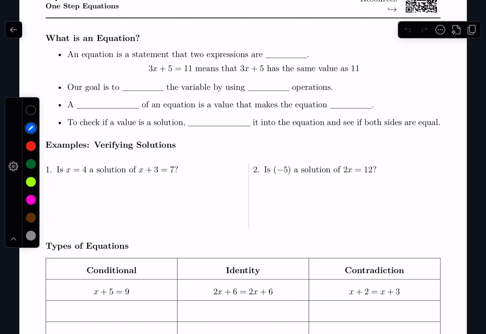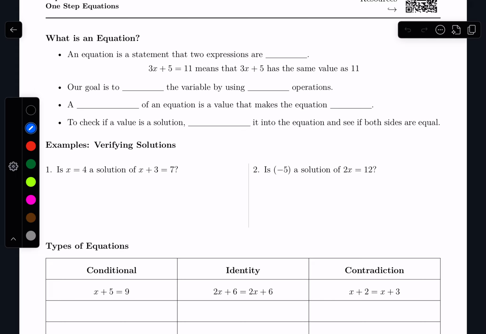What we're going to be doing on this one is figuring out how to verify a solution to an equation. That way when we get one, we can check if we actually did things correctly. We're going to learn how to identify the three major types of equations, and then we're going to talk about how to solve when there is just one step.